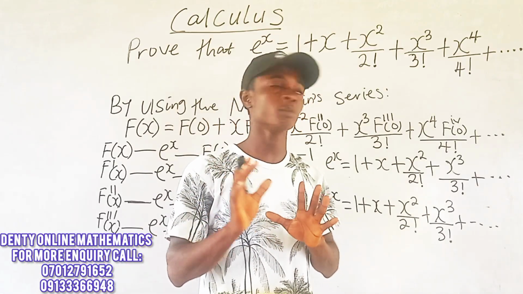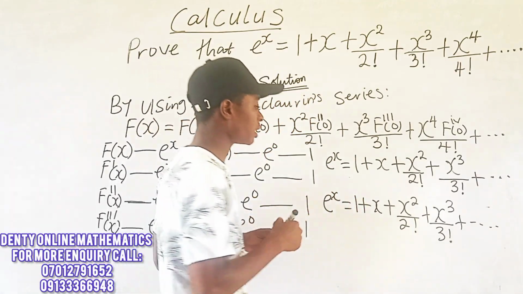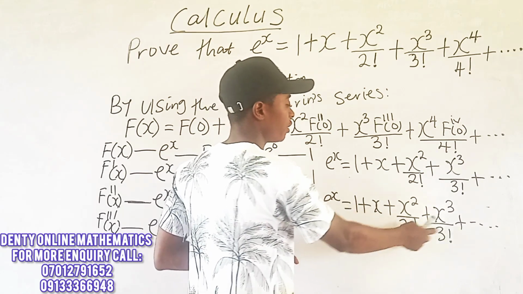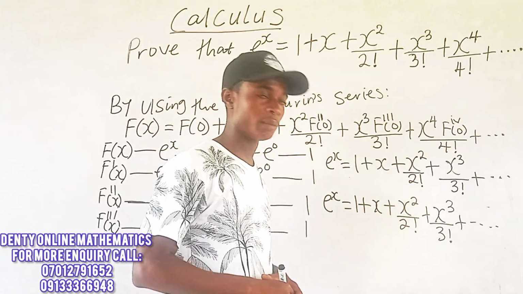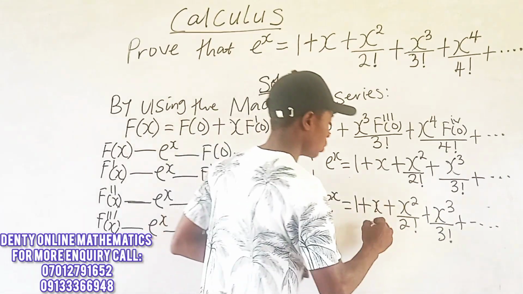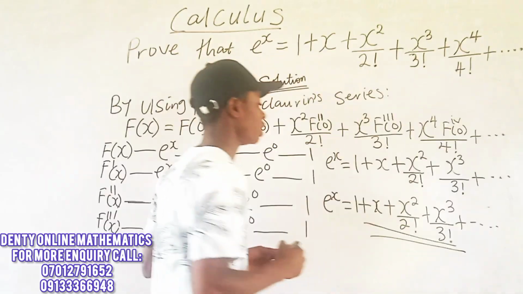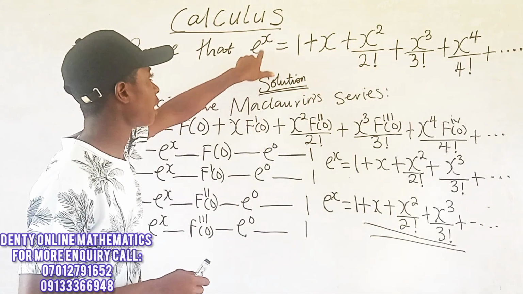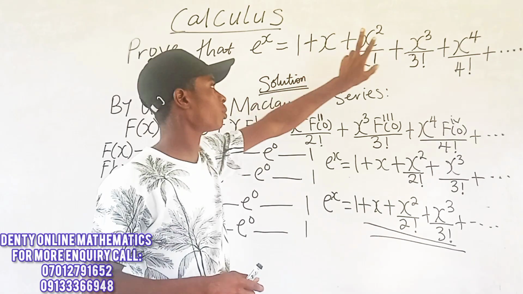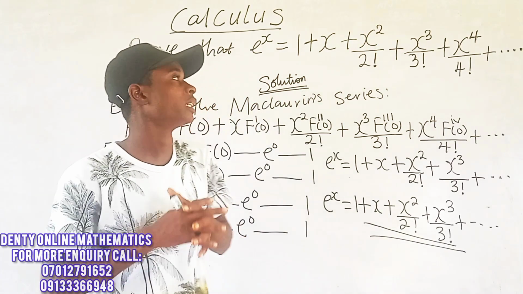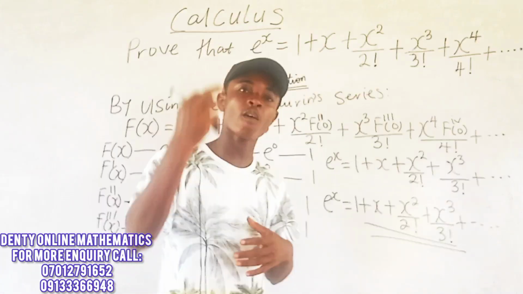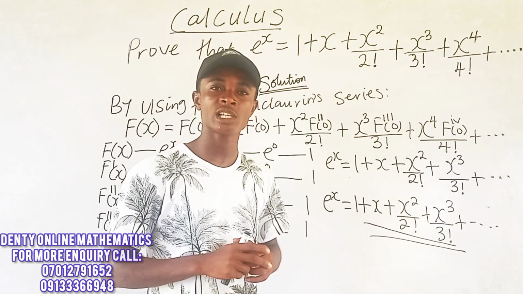But for the sake of clarity, I decided to pick the first 1, 2, 3, 4 non-zero terms. And this is how it is. So we can say that this has been proven, that exponential x is equal to 1 plus x plus x squared over 2 factorial plus x cubed over 3 factorial plus x power 4 over 4 factorial. The series continues like that.